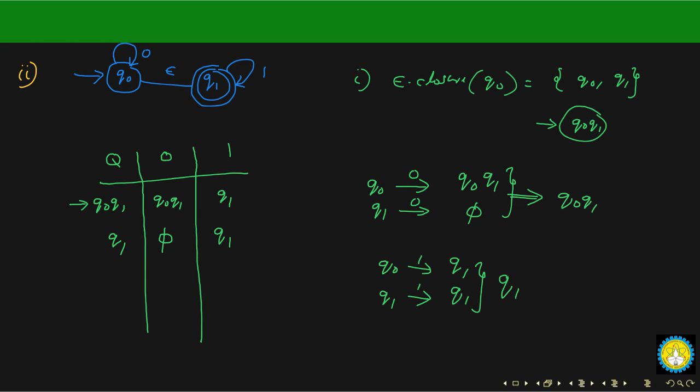Okay, now the only thing that is left out is in this row only phi is new to us. So we know that a dead state on any transition goes to dead state itself, right?